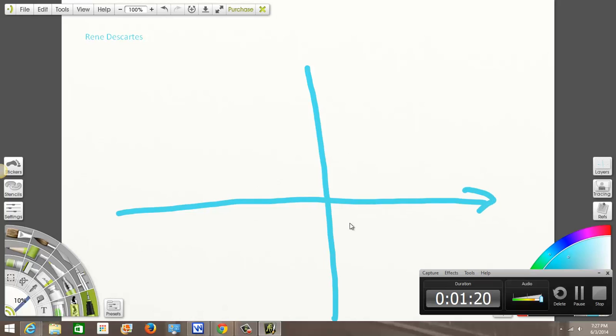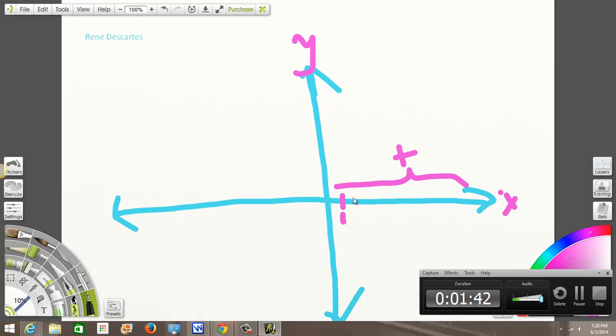Let's see what we've got here. So what we've got is an X. Okay, so here's the X. So this is the X-axis, and this is the Y-axis. This part of the X-axis has all positive numbers. So it has 1, 2, 3, 4, 5, and it goes on and on up until positive infinity.